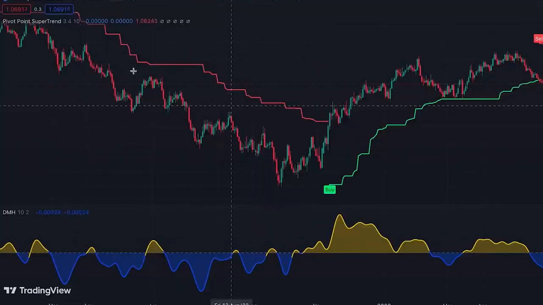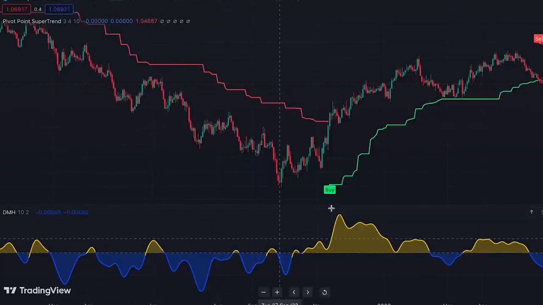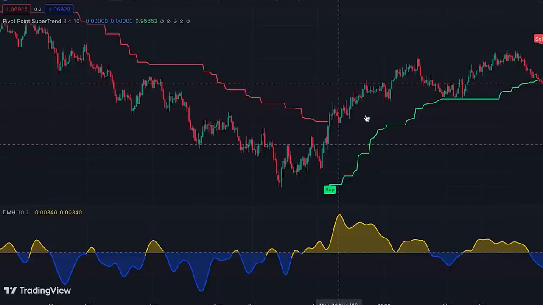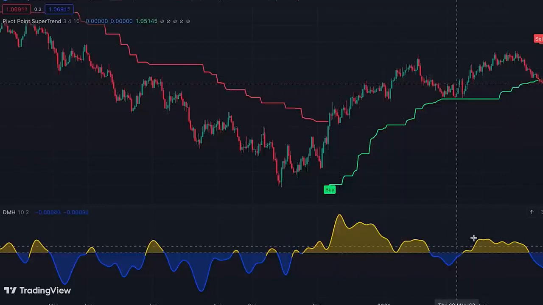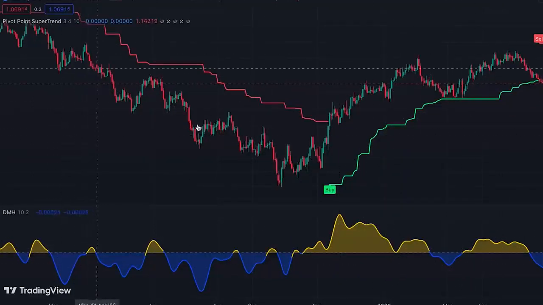When the super trend is red, the market is in a downtrend, so we only take the sell signals, and when the super trend is green, the market is in an uptrend and we only take buy signals. Please pay attention while we are in a downtrend.